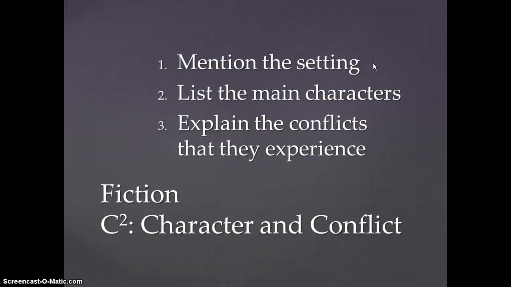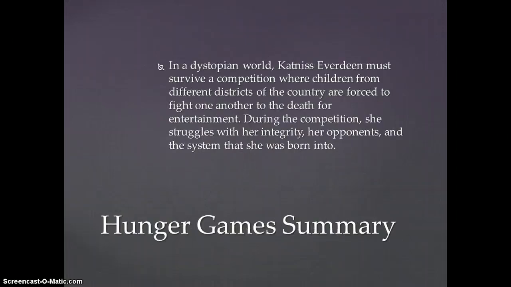We're going to look at an example from the Hunger Games, because hopefully most of you have some understanding of that. And we're going to start with the setting here by saying that it takes place in a dystopian world, or an imperfect world, kind of the opposite of a utopia. And our main character is Katniss Everdeen. So our job is going to be explaining the main things she struggles with in the first book, or in the movie. And here's our summary.